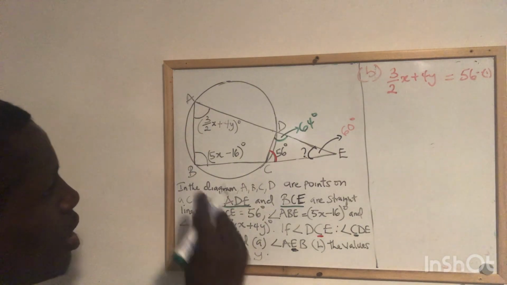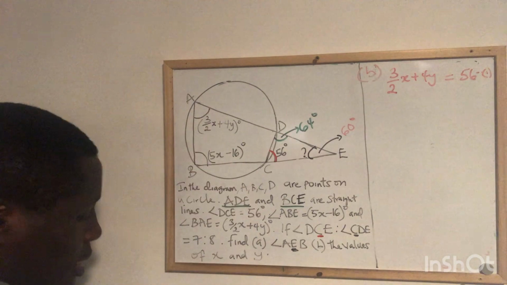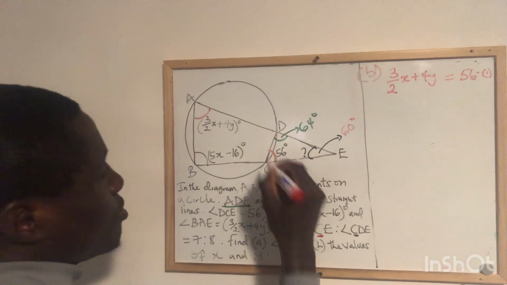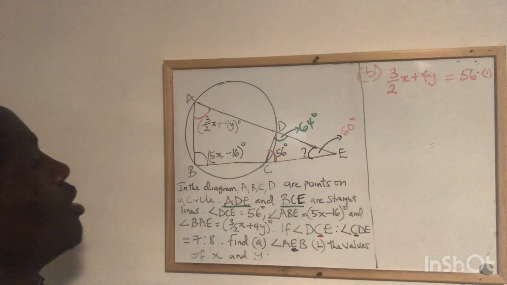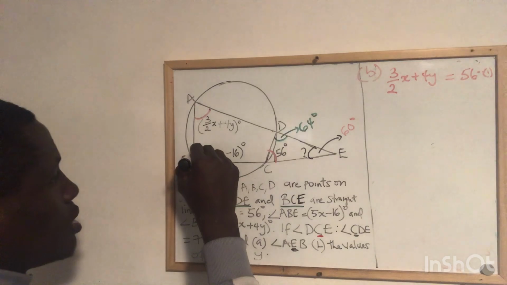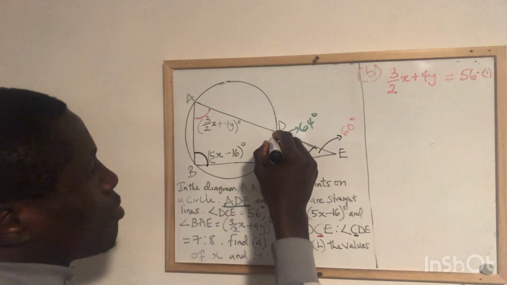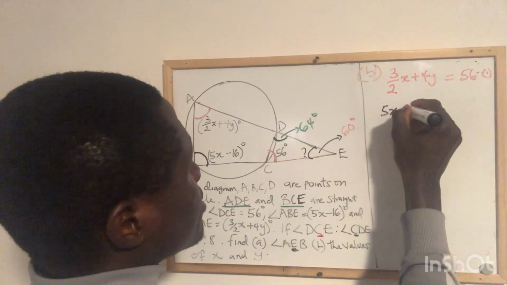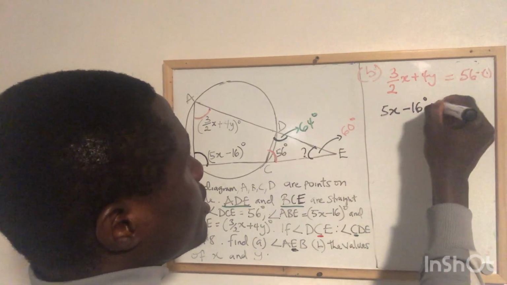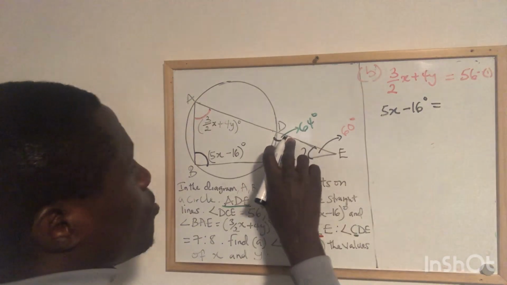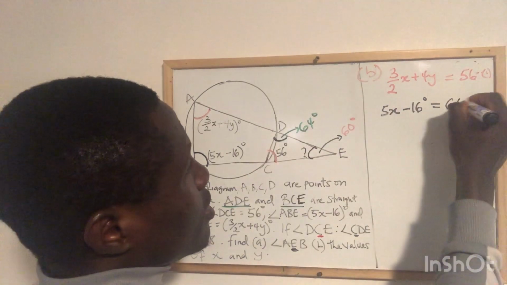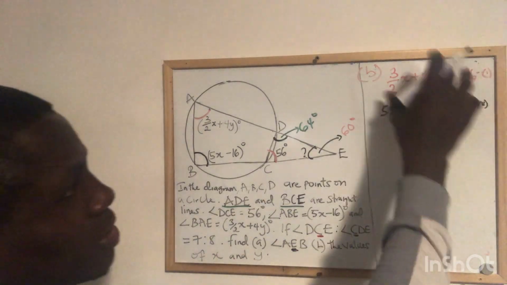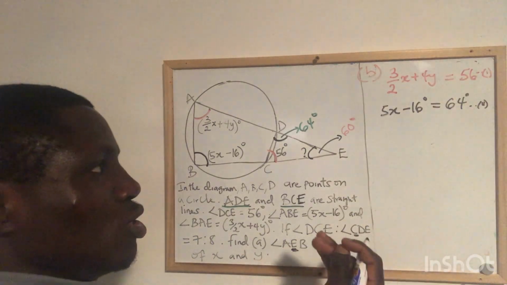Then the same thing applies here. This is the opposite. I told you that the interior angle here will be equal to the exterior angle here. That's the rule we are using now. Now, this one also, the interior angle here will be equal to the exterior angle here. So it's going to be what? 5x minus 16 degrees equal to what? What is the opposite exterior angle here? 64 degrees. Equation 2.